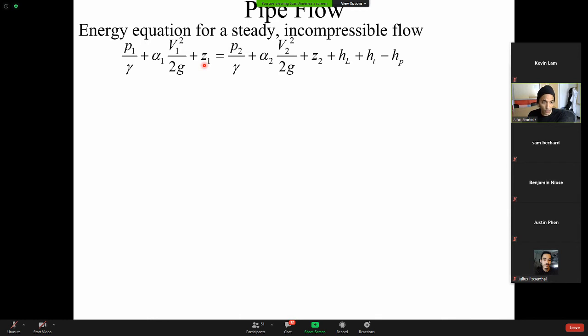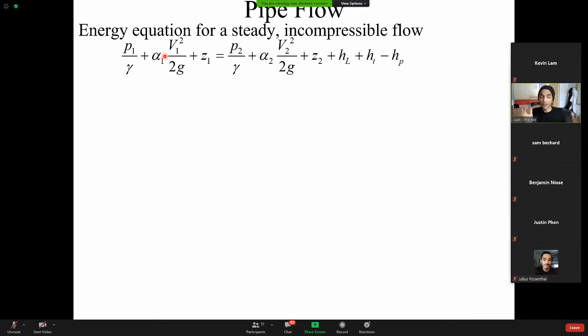When we did that, we ended up with the energy equation, which had this correction factor, like a kinetic energy correction factor. And then we said that alpha, if it's laminar or turbulent, you're either going to have 1 or 2. Okay, depending on what the flow field is.